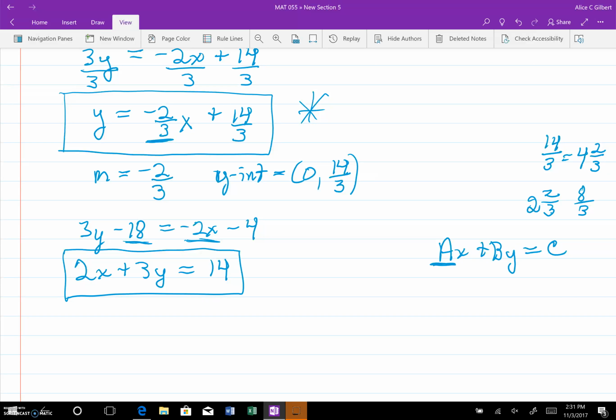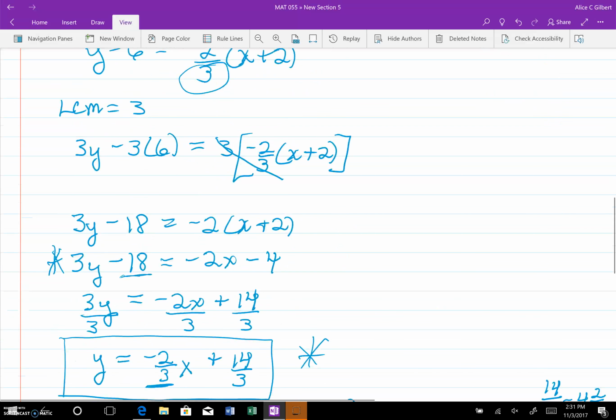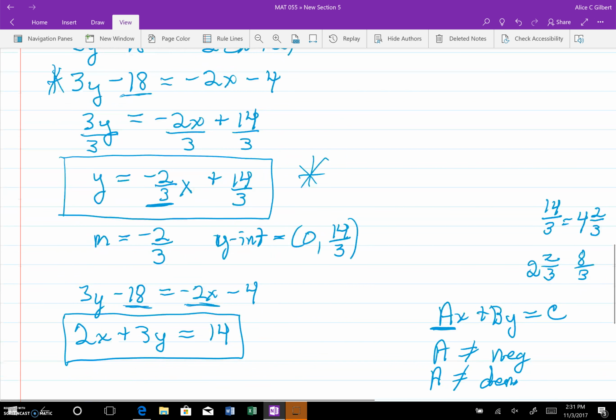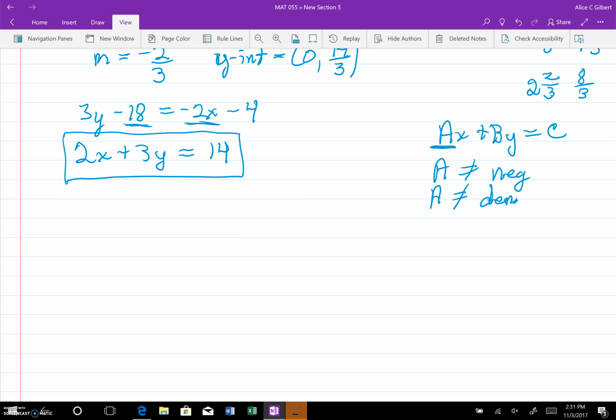But remember one thing about the a in standard form. A can never be negative, and a cannot have a denominator. Well, if you got rid of your denominator up here, like we did, then you never have to worry about that. But you might once in a while have to worry about the negative.